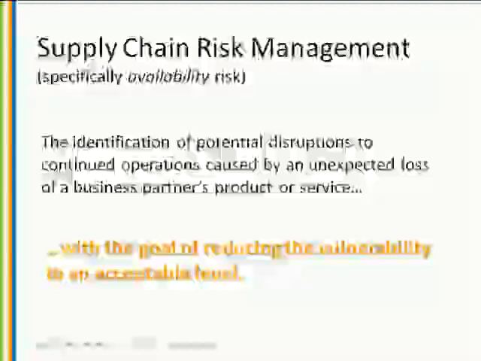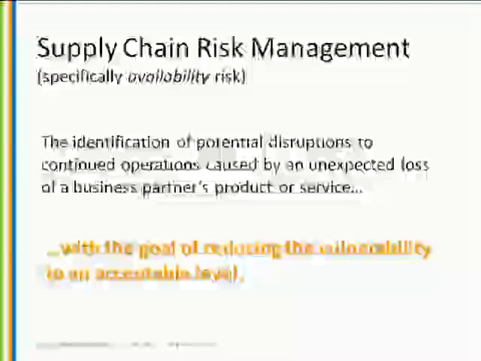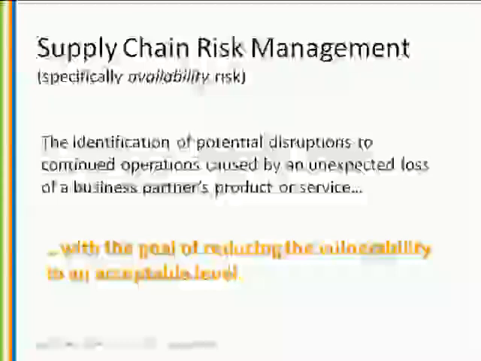And then for our last definition before we get started into the business case, I'd like to define supply chain risk management, but specifically what we're talking about today is the availability risk aspect of supply chain risk management. Recalling our previous definition of risk, it's really the effect of uncertainty on objectives. What we're really talking about is the uncertainty that contracted products and services are delivered on time and ultimately in the quantity prescribed in order to meet an organization's obligations to its customers. And so supply chain risk management is really the identification of those potential disruptions to continued operations caused by an unexpected loss of a supplier or business partner's product or service.